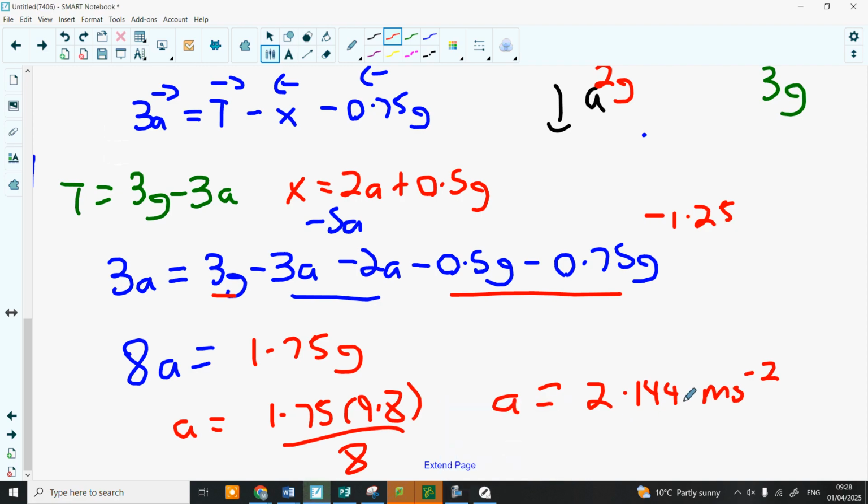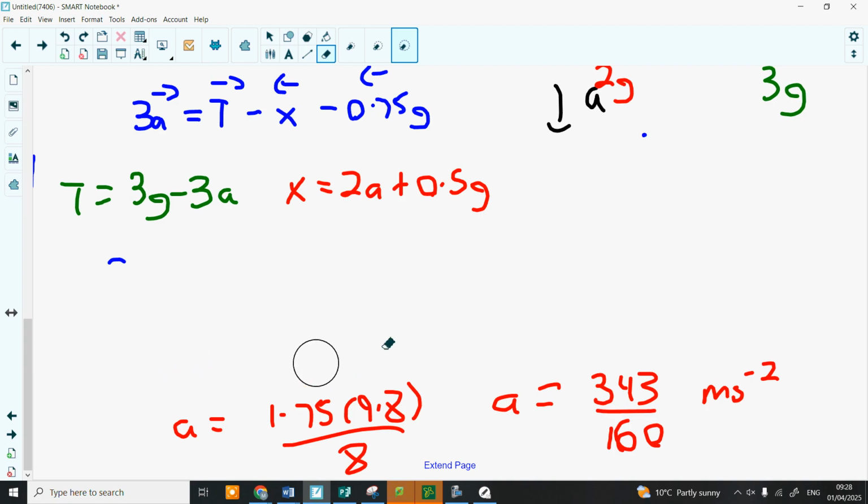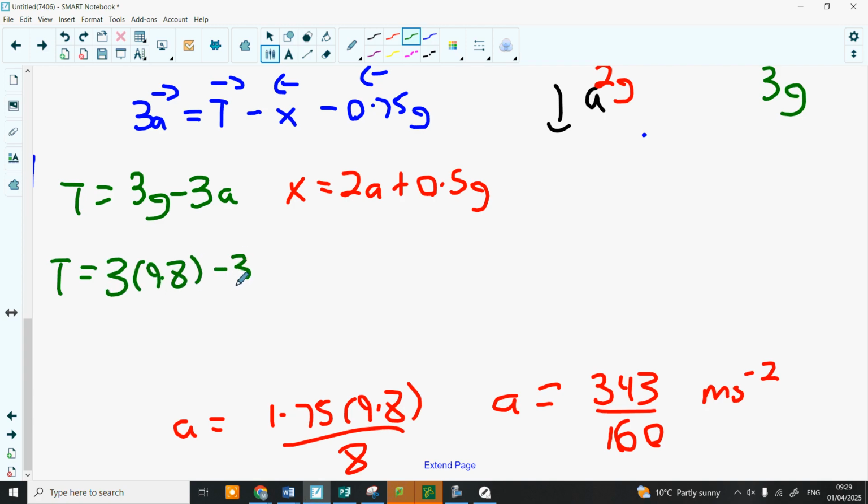Now, do you remember the answer you gave me in decimal? Is there a fraction for that? Could you press change and give it? Yeah, do it like that. 343 over 160, because you don't have any rounding issues then. Now, here's what we're going to do. We have to find out what t and x are, don't we? So we're just going to go all the way back to t, and t is the green equation. So it's 3 times 9.8, take away 3 times 343 over 160. I'll give you that job.